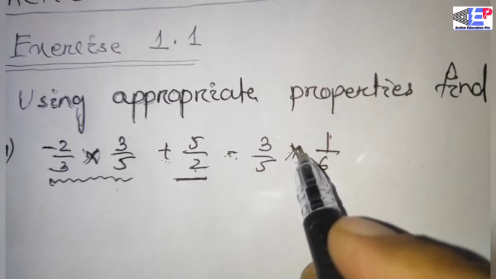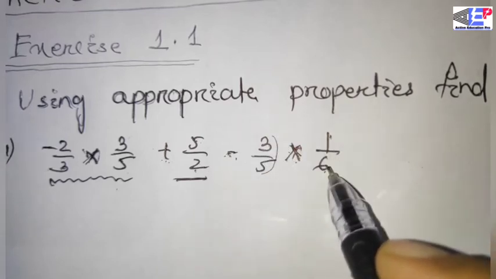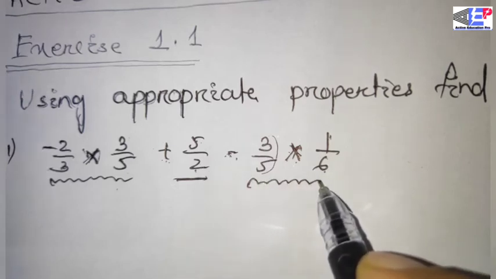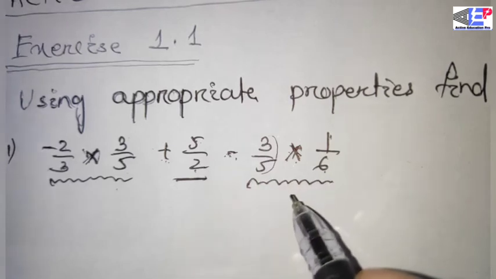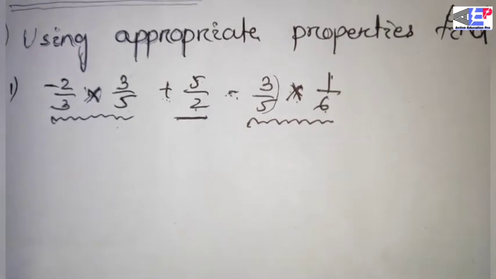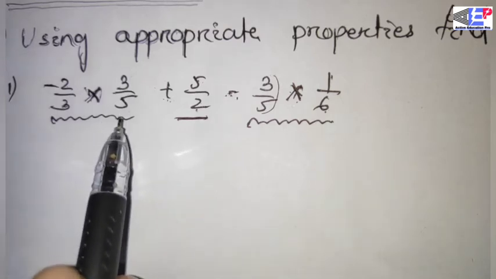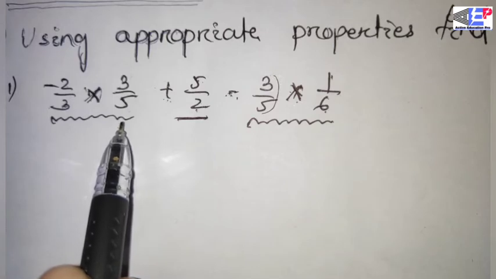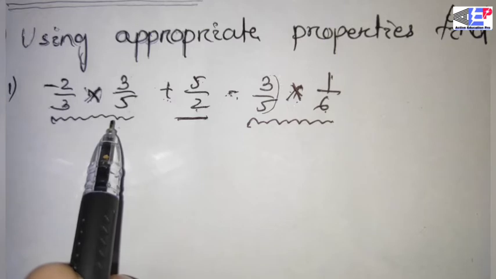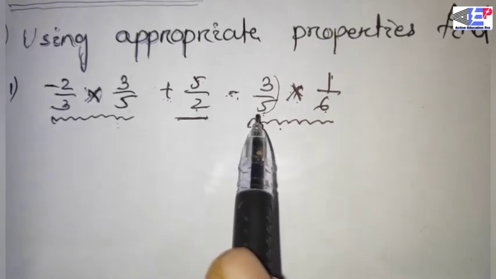has a multiplication symbol. This 3 by 5 is a factor, 1 by 6 is a factor. So 3 by 5 into 1 by 6 is the third term. From these, first find out: is there any term whose factors are the same? Yes. In the first term and the last term, 3 by 5 is the common factor.